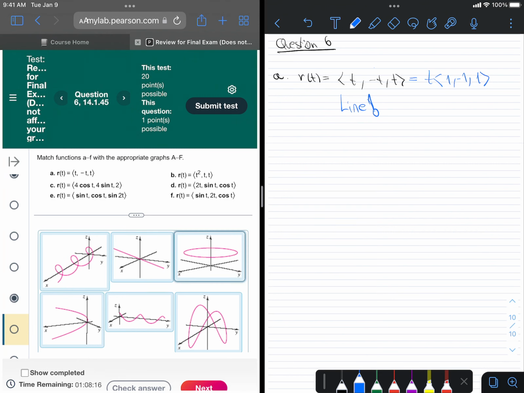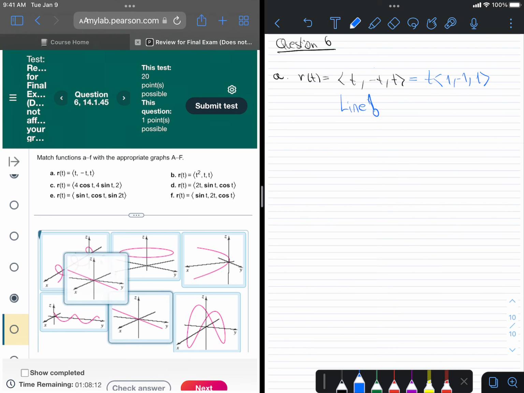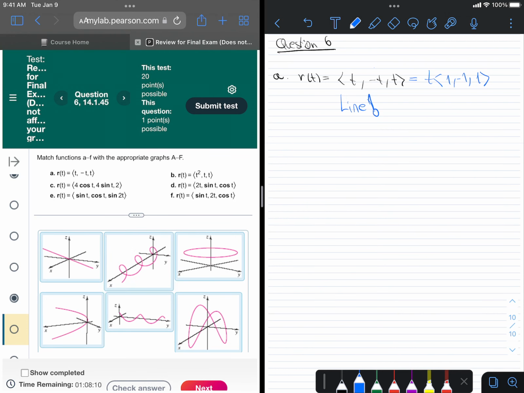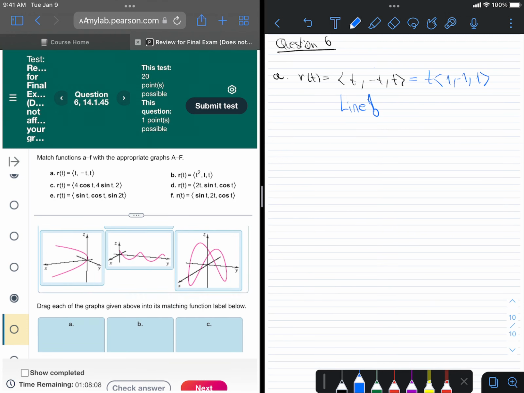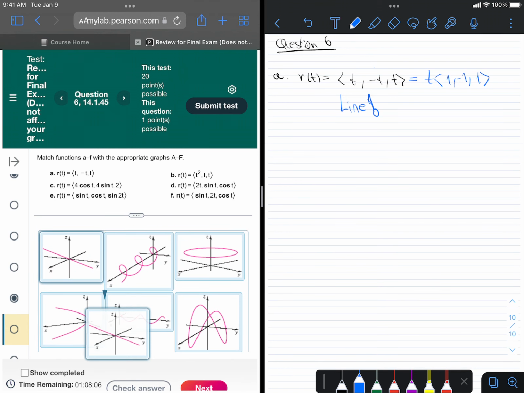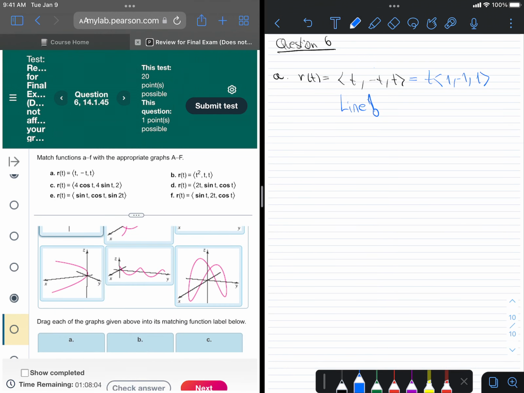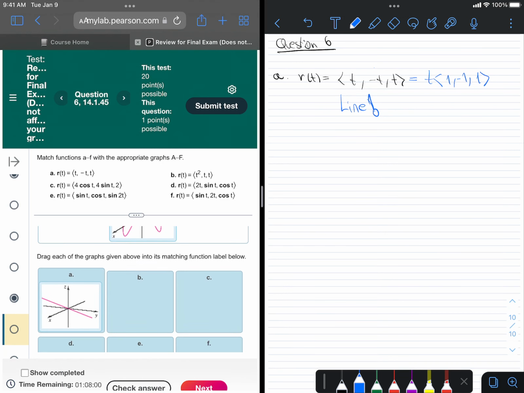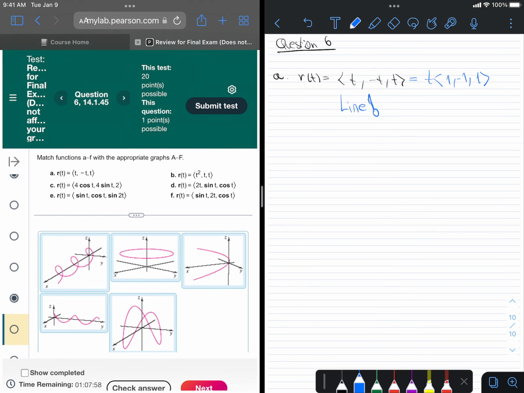Okay? So the first one, trying to find the line. Put in order, it's the line. Oh, I gotta drag it to the bottom, right? So let me drag it there. There you go.